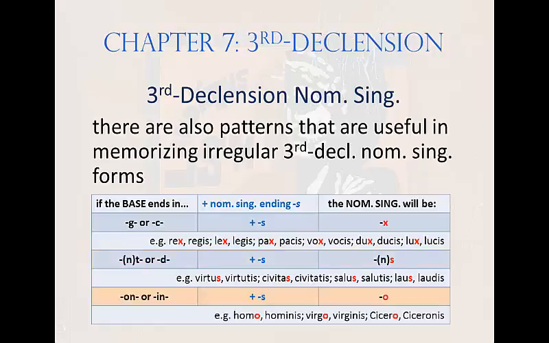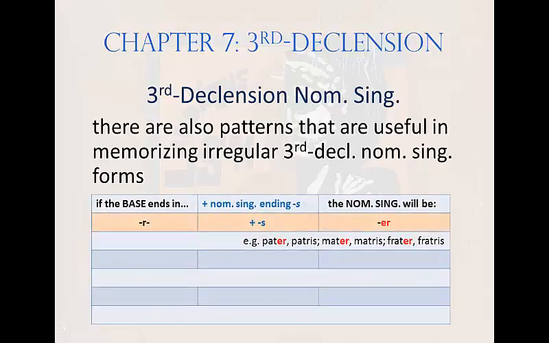If the base ends in ON or IN and runs into the S, it will contract down all the way to the letter O, such as homo, hominis, meaning human, virgo, virginis, meaning girl, or the name Cicero, Ciceronis, meaning Cicero, the great Roman orator. If the base ends in R, when S is added, the nominative singular will be ER, as in pater, patris, meaning father, mater, matris, meaning mother, and frater, fratris, meaning brother.